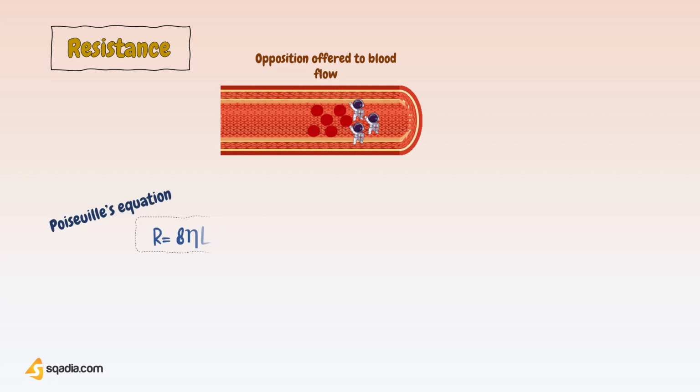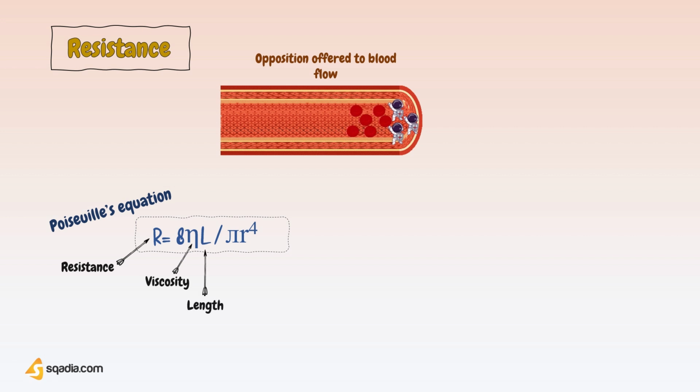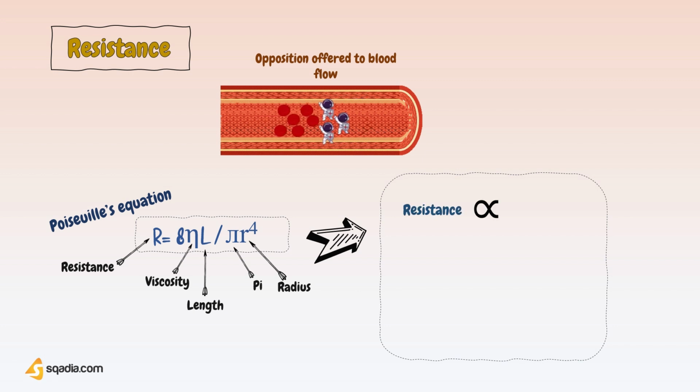These factors can be explained better by Poiseuille's equation, which claims resistance is equal to 8 times the product of viscosity and length of the blood vessel, divided by the product of pi and the 4th power of the radius of the blood vessel. That means resistance is directly proportional to the viscosity of the blood. Viscosity represents the density of the fluid. The more the viscosity, the more resistance will be offered. For example, increasing the viscosity of blood by increasing hematocrit will increase resistance and thus decrease blood flow.